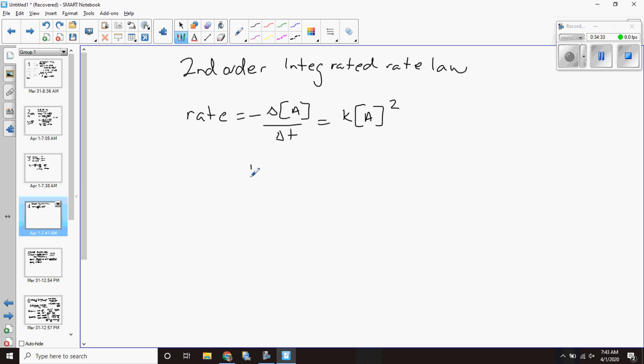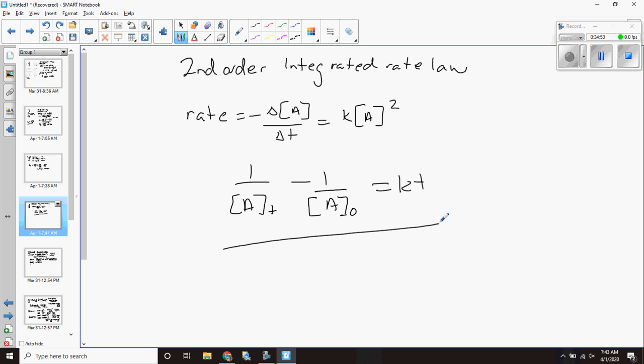The integration gives 1 divided by the concentration of A at some time t, minus 1 divided by the concentration of A at initial time t0, is equal to the rate constant times time. So it's a totally different expression. You definitely get this expression on the AP exam, but they don't tell you that it's used for a second order reaction.